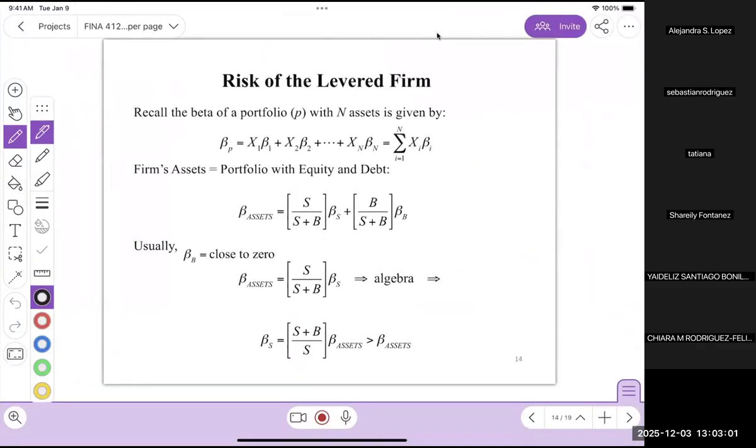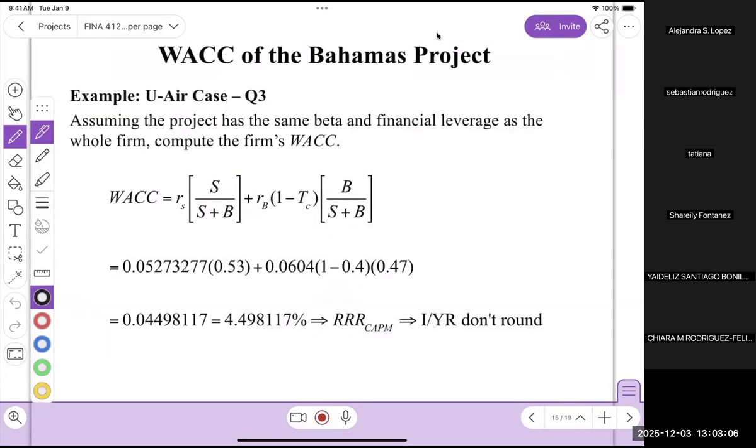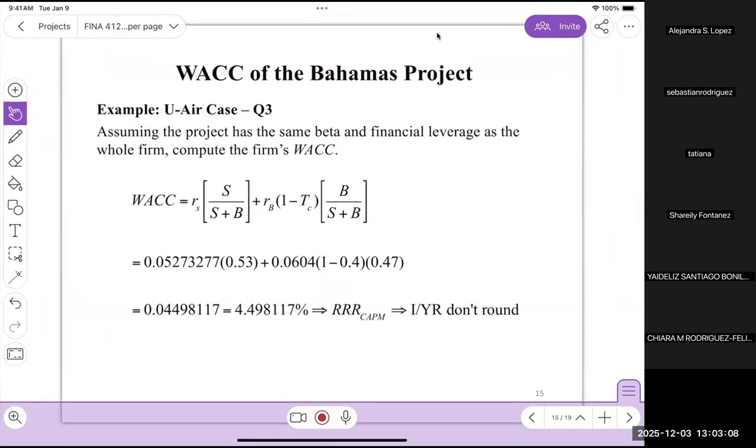We're going to calculate now. We're going to do this a few more times. This question here, question 3, is on the UAIR case part 2, and I give you a bunch of information. I tell you what the portion of equity is and what the portion of debt is. So these are all given. This is 53% equity, and the value is 47% debt.